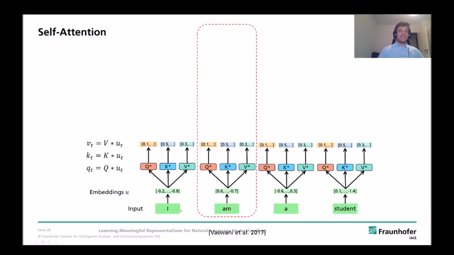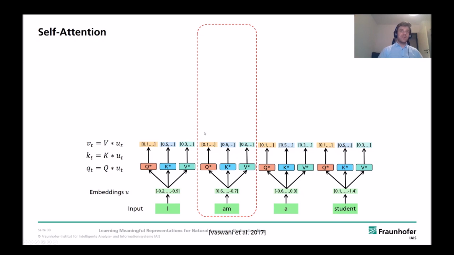Let's say we have the sentence, I am a student. And of course, we can derive an embedding for each of those words, for example, by using the byte-pair embeddings that we introduced earlier. Now, the transformer architecture introduced by Vaswani et al. in 2017 introduces a query, key, and value matrix, or actually multiple query, key, and value matrices. And now let's say we process the word "am". The word "am" is then transformed into a query representation, key representation, and value representation, as are all the other words.